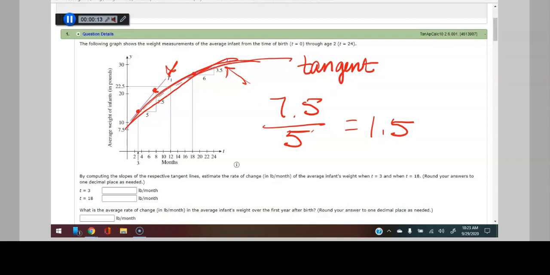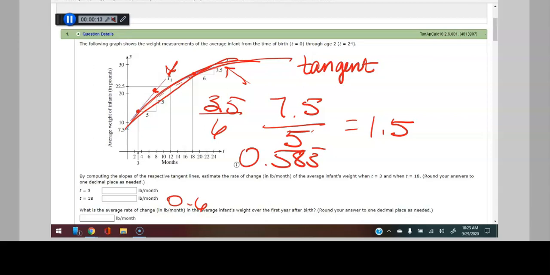All right, so if I want to estimate it again, my vertical change is 3.5 over a horizontal change of 6. And when I do that math, I end up with 0.58. Okay, 0.583 repeating. Okay, and it says round it to 1 decimal place as needed, so 0.6. So that should make sense. When a kid is born, it's going to get bigger faster than as the kid ages.